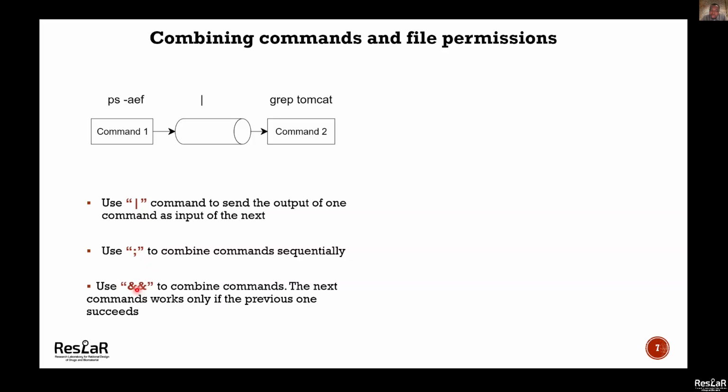You can use double ampersand to combine commands. So the basic difference between semicolon and double ampersand is that double ampersand only works if the previous one succeeded. So you understand. If the previous one didn't succeed, it will automatically crash.